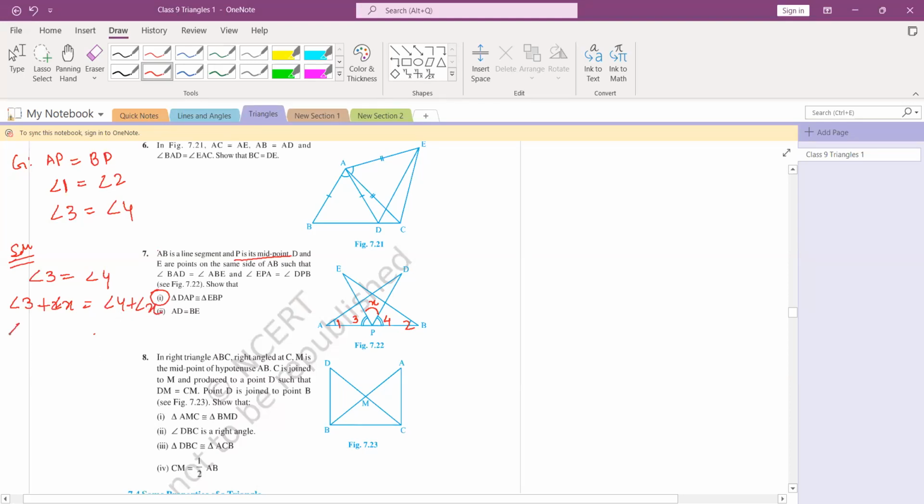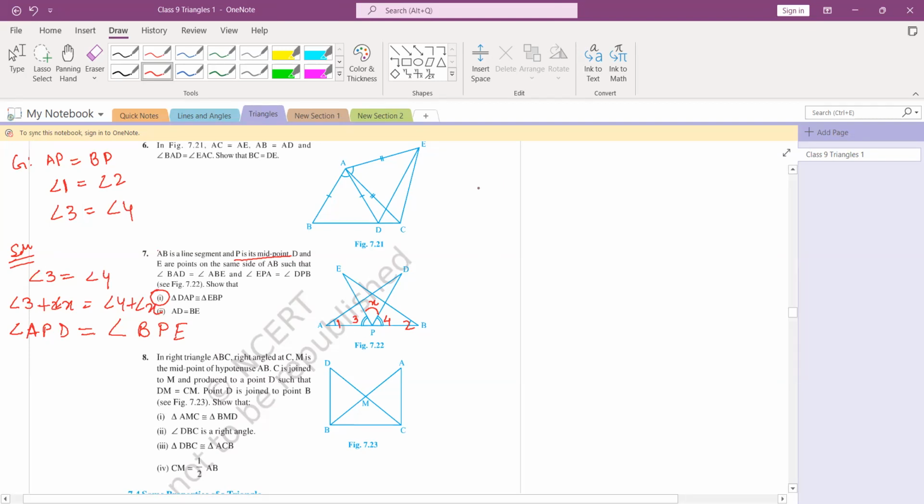So it becomes that angle APD is equal to angle BPE. Is this clear to all three of you? Yes, ma'am. Okay.